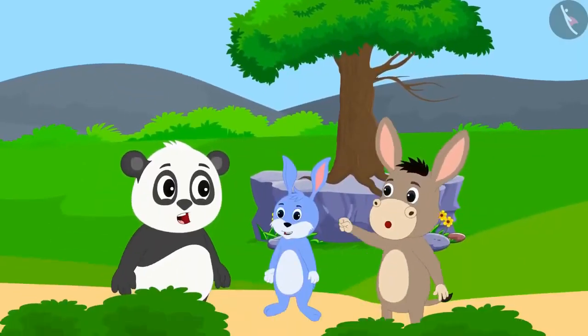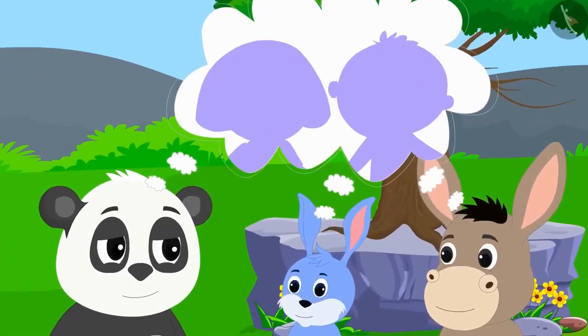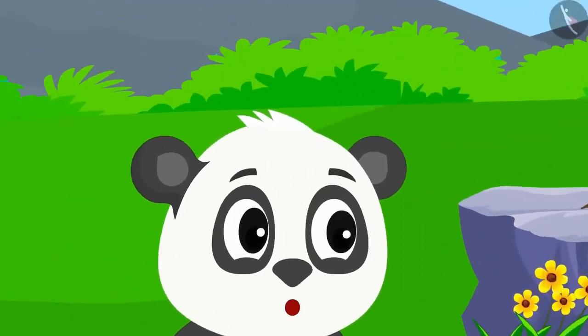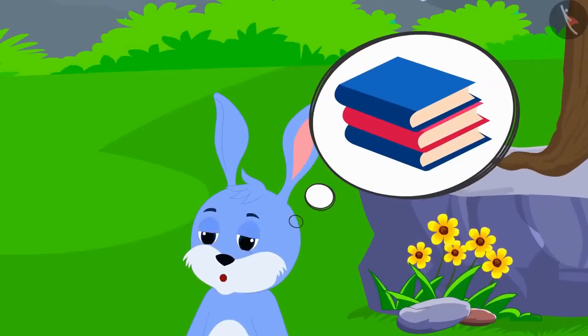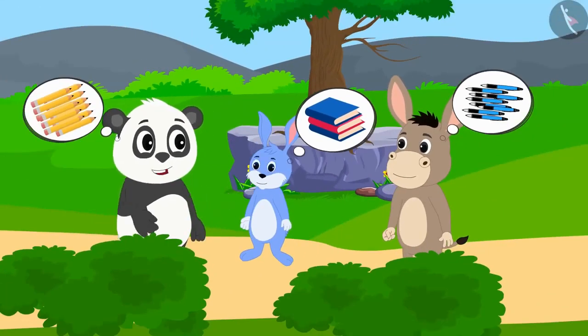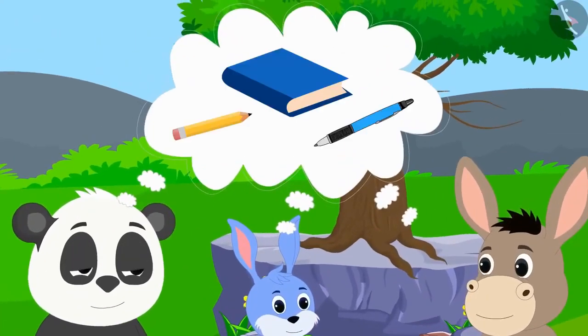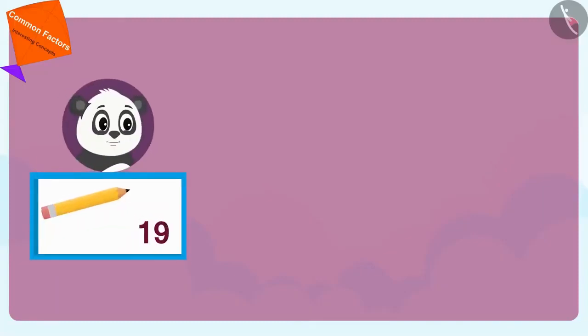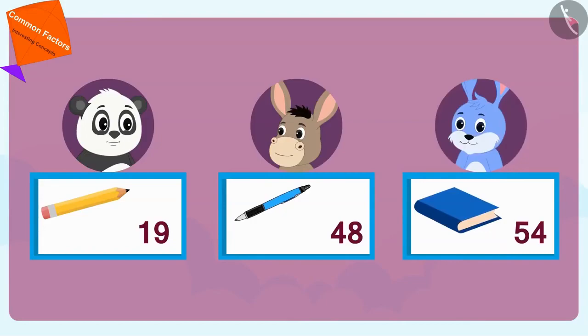Golu, Bhola and Bunny together have decided to donate some items to the needy children of Champapur. Golu will bring pencils, Bhola will bring pens and Bunny will bring notebooks. Then, all three of them will divide those things equally among the children so that every child gets every item. Golu has brought 19 pencils, Bhola has brought 48 pens and Bunny has brought 54 notebooks.